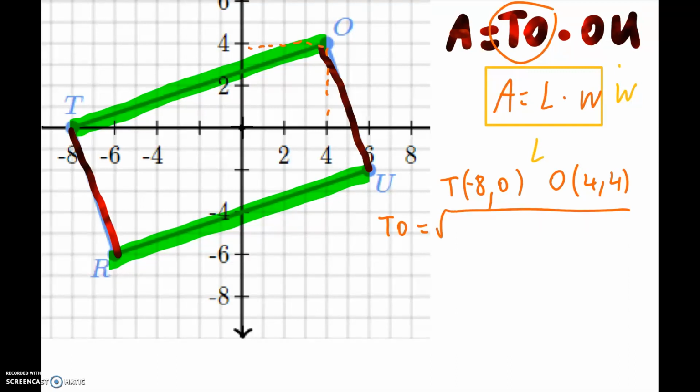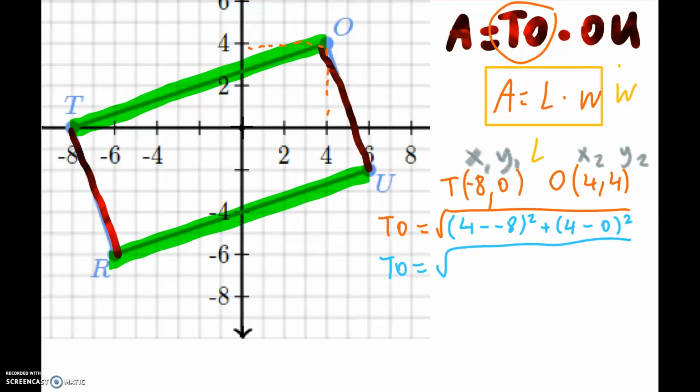Right here, I really want you to label x1, y1, x2, and y2, because there is a tendency to make a mistake here, guys. We should be extremely careful. So first, x2 minus x1 squared. x2 is 4 minus x1, which is -8, squared, plus y2, which is 4, minus y1 squared. So TO is the square root.